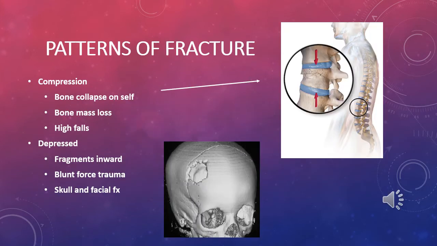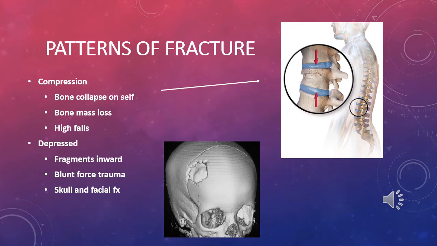Continuing with patterns of fractures, so we have a compression fracture, and that happens as a result of excessive force, leading to the bone collapsing in on itself. It is commonly caused by bone mass loss, often seen in osteoporosis, that occurs as part of an aging process or also from falls from a significant height.